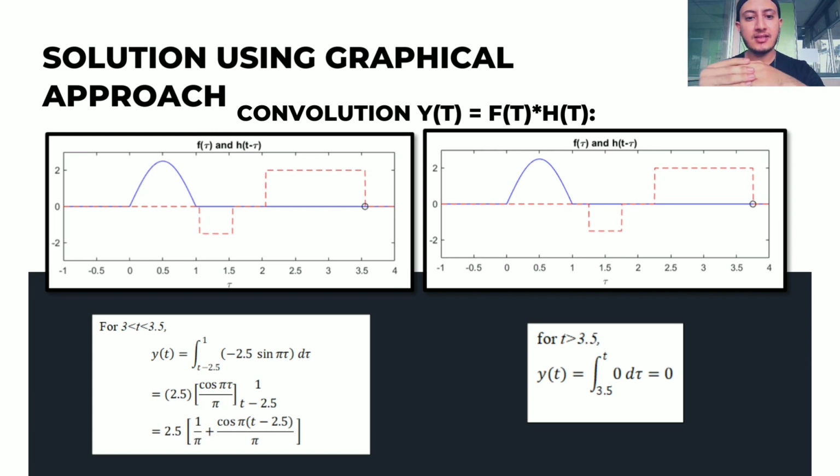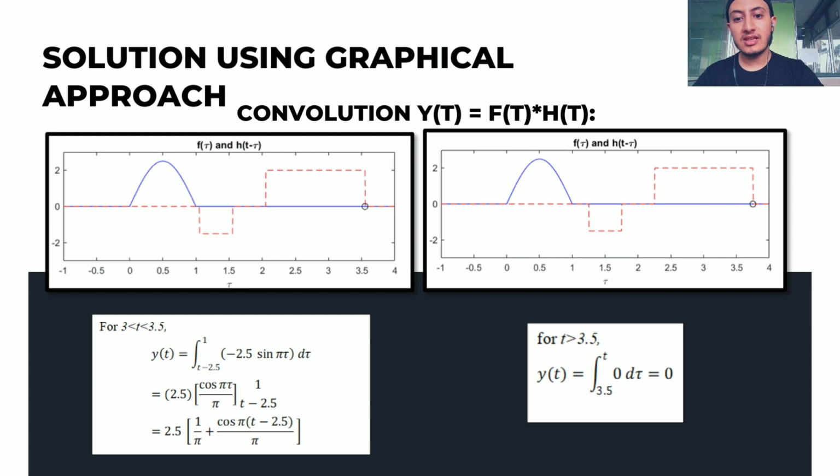So we can see the h(t minus tau) is almost leaving the signal f(t) fully. However, we still have the integration from t minus 2.5 to 1, negative 2.5 sine pi tau, and the integration.